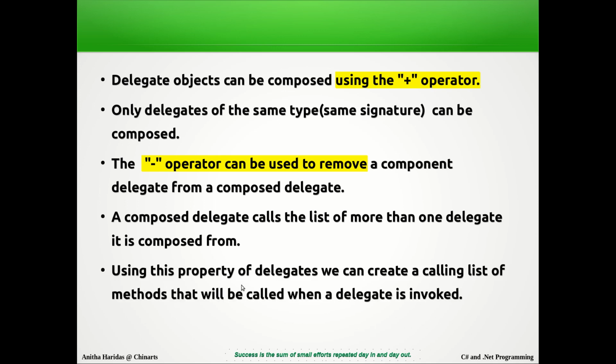Now, using this property of delegates, we can create a calling list of methods that will be called when a delegate is invoked. So, this is what you call multicasting of a delegate. Using the plus operator, you combine a list of more than one delegate. Once you have combined them together, you can create a calling list of methods, and the entire list will be invoked when the delegate is invoked. So this is what you call multicasting of a delegate.